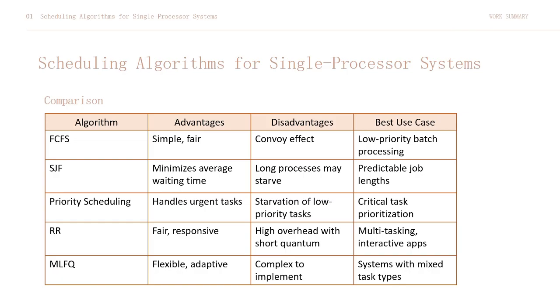And then is a comparison table. In the table, we can see FCFS is simple but can be inefficient. SJF has low waiting time but may be unfair, and the priority ensures critical tasks are completed but risks starvation. And RR is fair but requires careful time slice tuning, and the MLFQ is powerful but complex, suitable for mixed task systems.